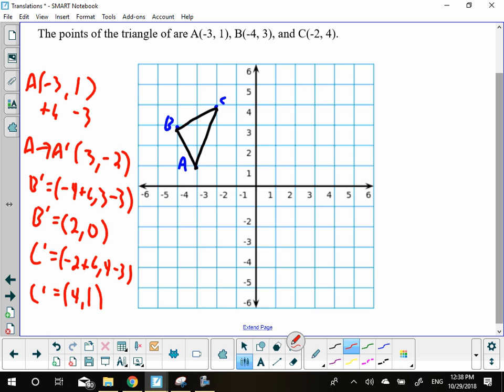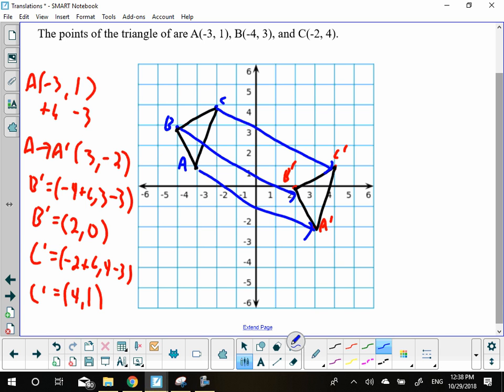Okay, so let's plot those three new points. We got A prime at (3, -2). Label that A prime. B prime's at (2, 0). Label that B prime. And we've got (4, 1). Label that C prime, and connect the dots. So if I was to ask you, what is this figure called? Pre-image, and this one is the image. Look at it, all our points shifted. Lines are parallel to each other, those lines should be the same size. So all we did was slide it down to the right.